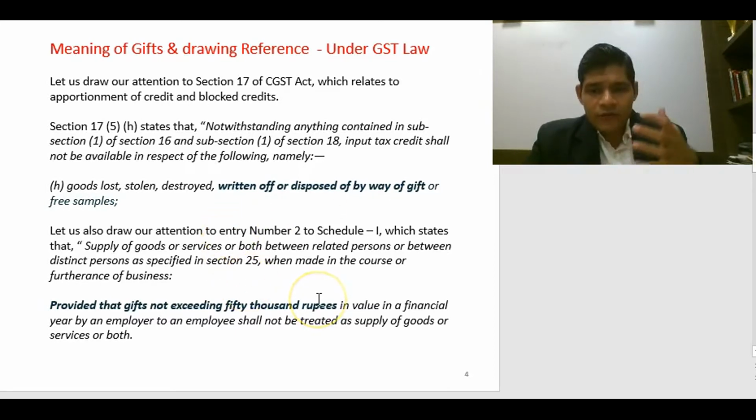Further, we also need to understand Schedule 1, entry number 2, which talks about supply of goods or services or both between related persons or between distinct persons as specified in section 25, when made in course of or furtherance of business, provided that gifts not exceeding 50,000 in value in a financial year by an employer to employee shall not be treated as supply. So between employer and employee, if the employer gives gifts to the employee, then up to 50,000 in a financial year, it will not be treated as supply. Otherwise, supply of goods or services or both between related persons or between distinct persons as specified in section 25 will also be treated as supply.